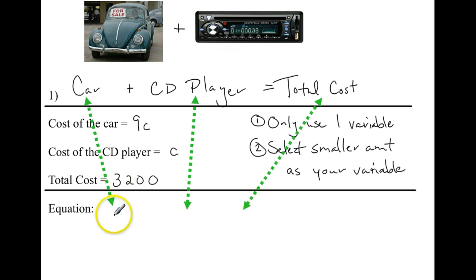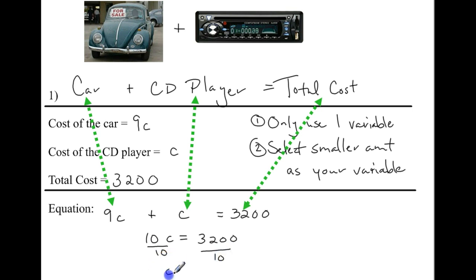So, cost of the car, that is 9C, plus cost of the CD player, C, equals $3,200. At this point, it should not be terribly hard to get 10C equals $3,200. Divide both sides by 10 to get C is equal to $320.